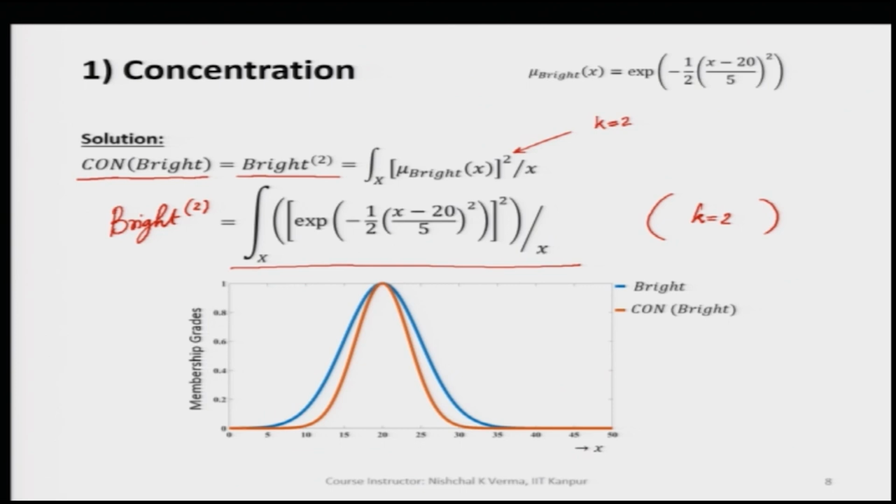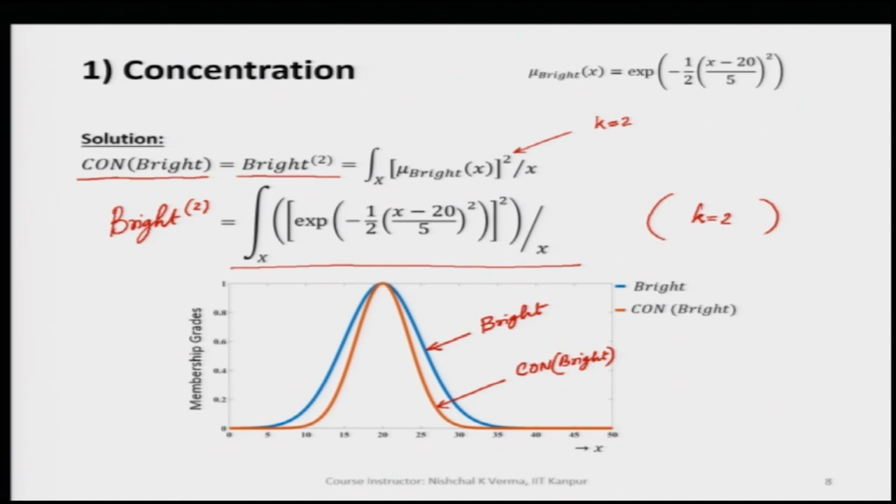When we plot the concentration of bright, meaning the fuzzy set which has come out of the concentration of bright, we get this fuzzy set, which is represented by the red color here. This fuzzy set is the concentration of bright. I can write it either this way or con bright, and this blue plot is for the bright fuzzy set. So, we can clearly see that when we concentrate any fuzzy set, its spread is reduced or squeezed.